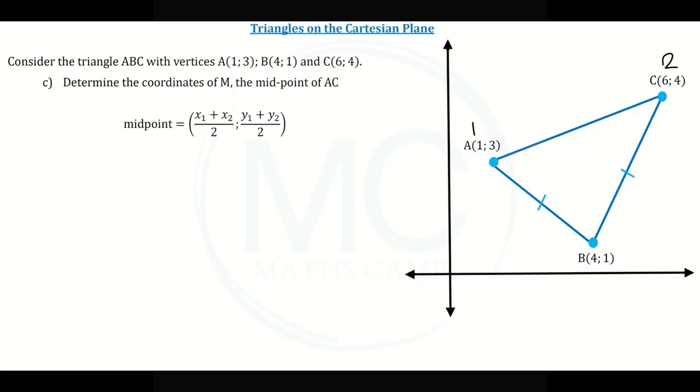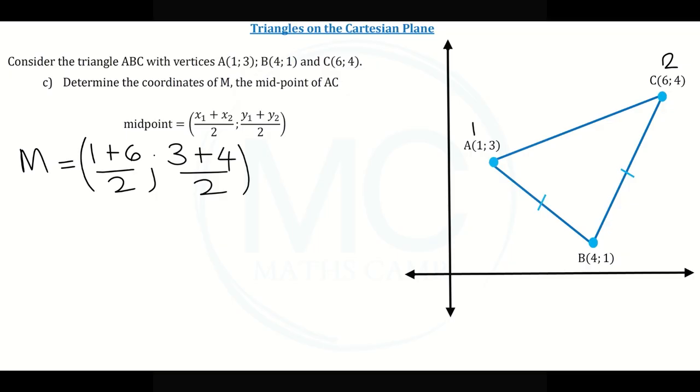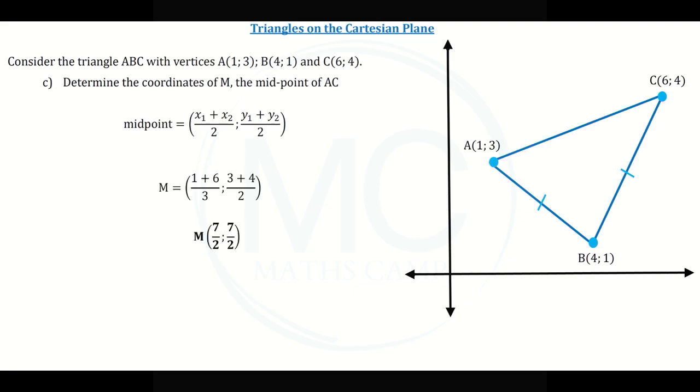So we can say the midpoint M is equal to the x-coordinate of A, 1, plus the x-coordinate of C, 6, all over 2. For the y-coordinate, we use the y-coordinate of A, 3, plus the y-coordinate of C, 4, all over 2. We can put this into a bracket. Now we can simplify our fractions. 1 plus 6 gives us 7 over 2, and 3 plus 4 is also 7 over 2. So these are the coordinates of midpoint M.